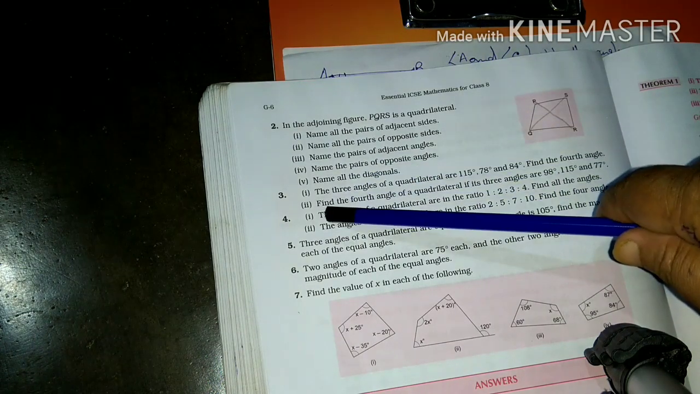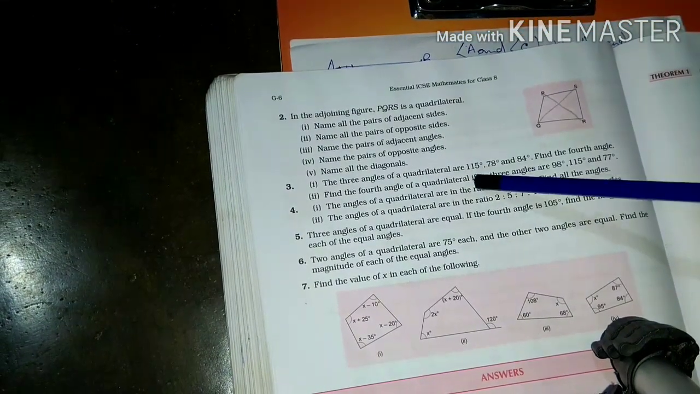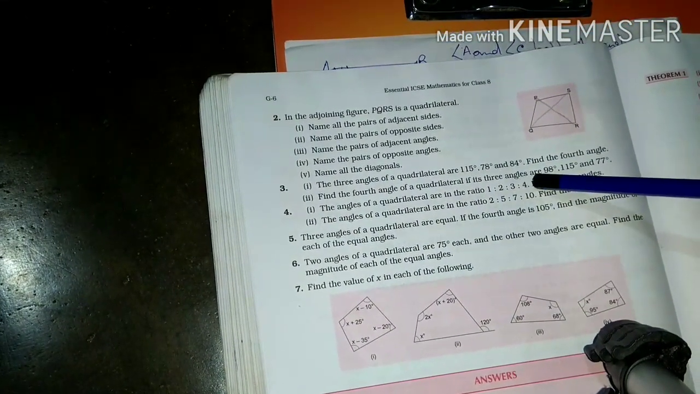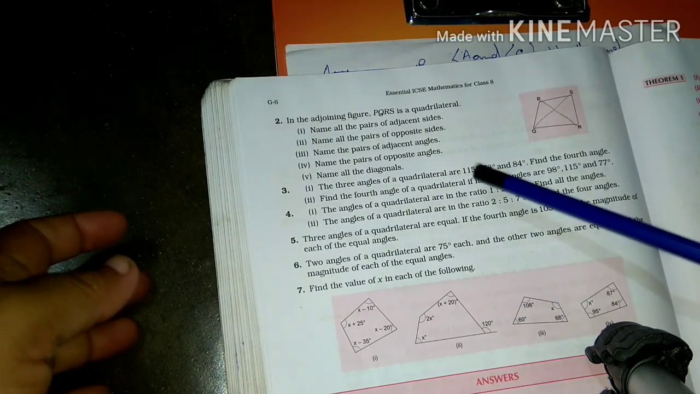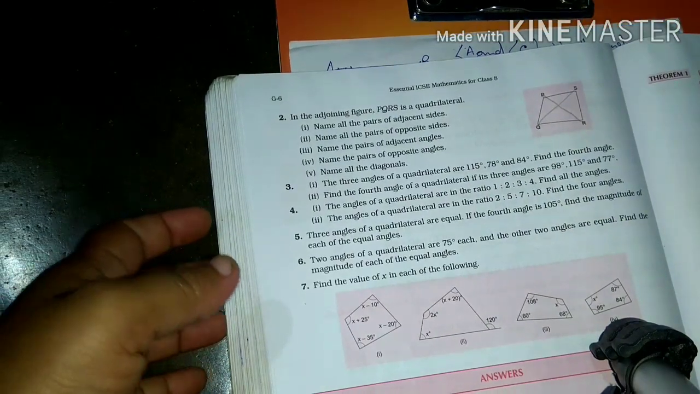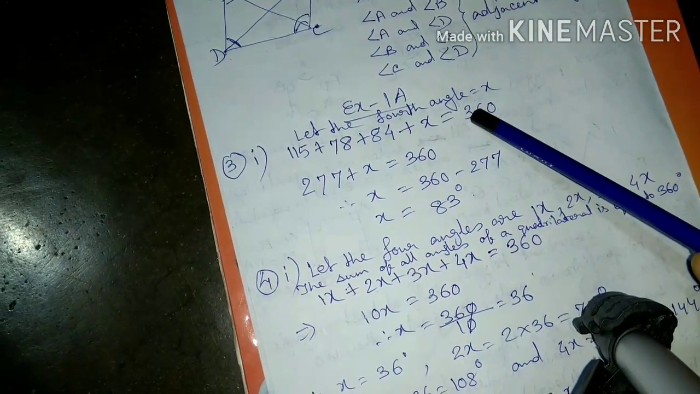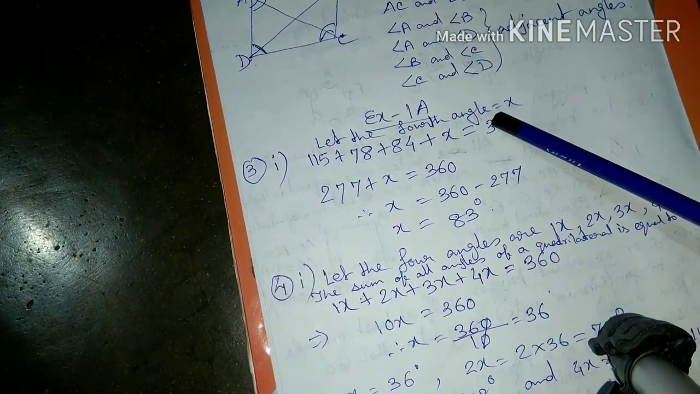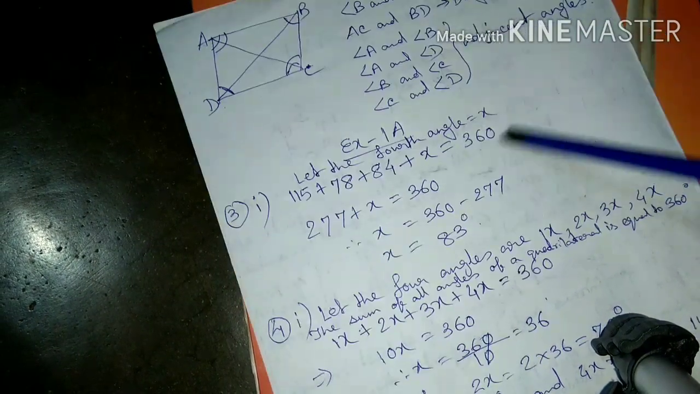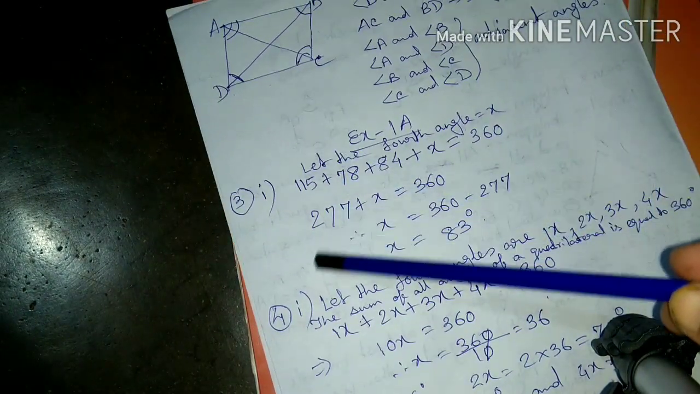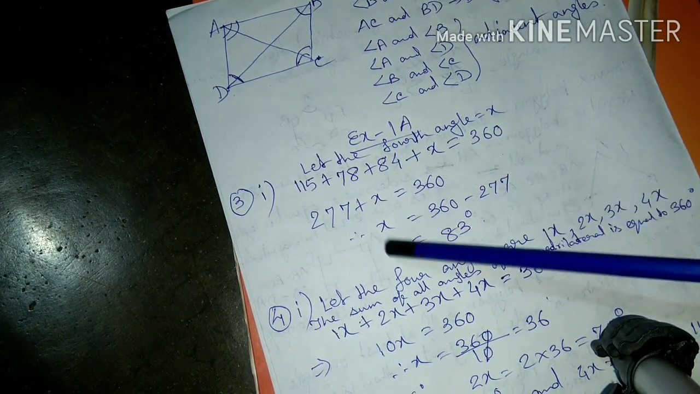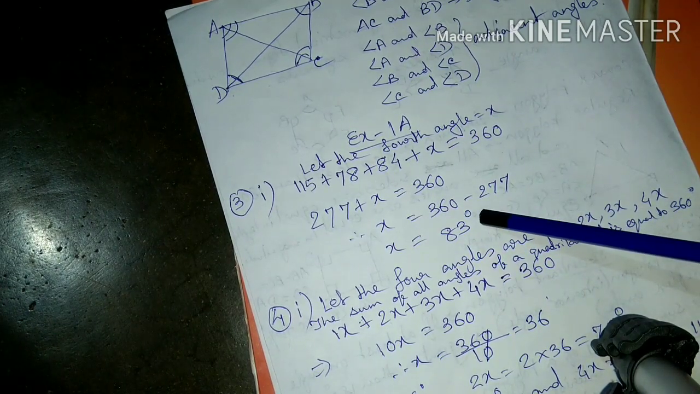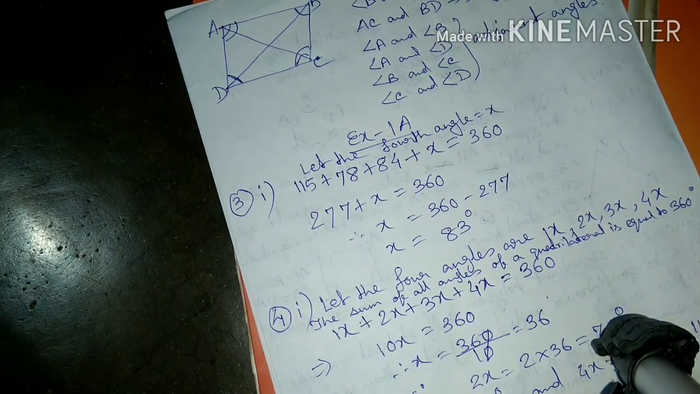Next, question number 3. The three angles of a quadrilateral are given: 115 degree, 78 degree, 84 degree. Find the fourth angle. So you can find out how. 115 plus 78 plus 84. So let the fourth angle be X. Now we know the sum of all angles is 360 degree. Yes or no? So 277 plus X is equal to 360 degree. So X becomes 83 degree. So 1 number I have done, 2 number you will do.